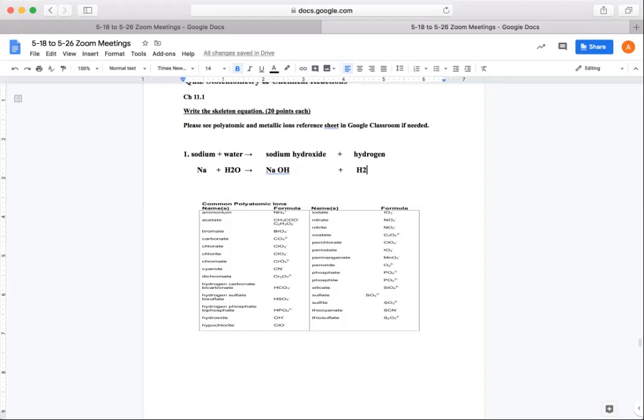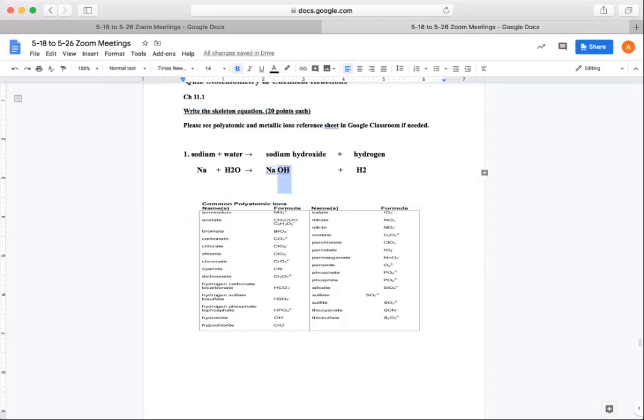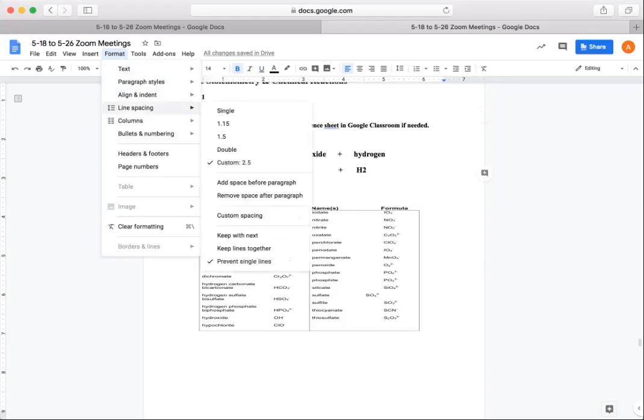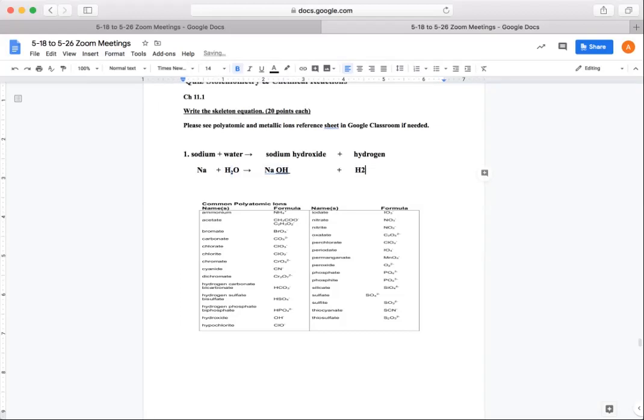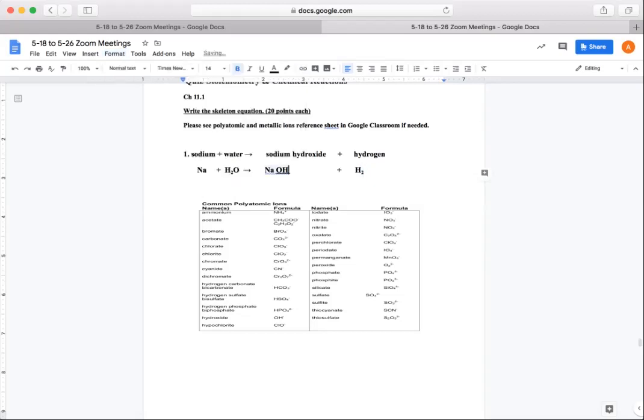So this shows you how I wrote a skeletal equation using this common polyatomic ion reference sheet to get this, which is hydroxide. The rest, I simply use the periodic table. To finish this, you would want to make these subscripts. Make this a subscript. Make this a subscript, and that's the skeletal equation, right?